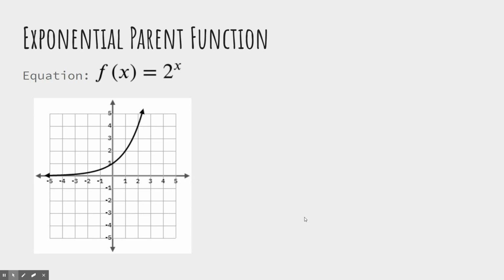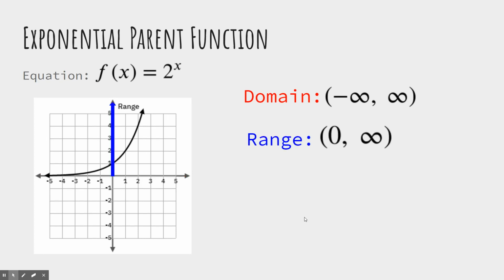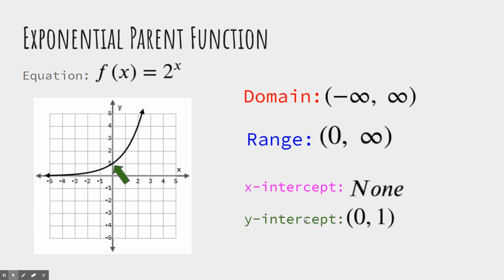The next parent function we have is the exponential parent function. The equation for the exponential parent function is f of x equals 2 raised to the x. The domain is going to be negative infinity to infinity. The range is going to be 0 to infinity with a parenthesis. 0 is not included. So there is no x-intercept because it's never going to touch the x-axis. It does cross your y-axis at 0, 1.